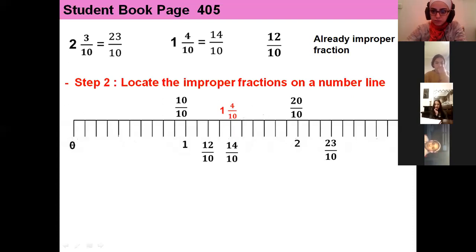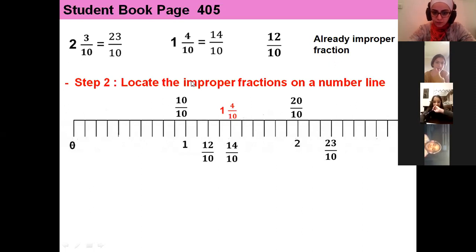Who has a question? Any question? Lean, yes, I didn't really understand it. Hala, first, did you get why we put the whole numbers 0, 1, 2, 3? Did you get this point?